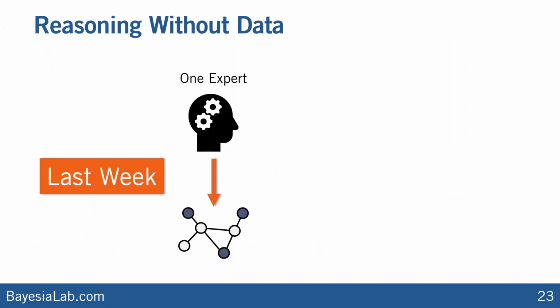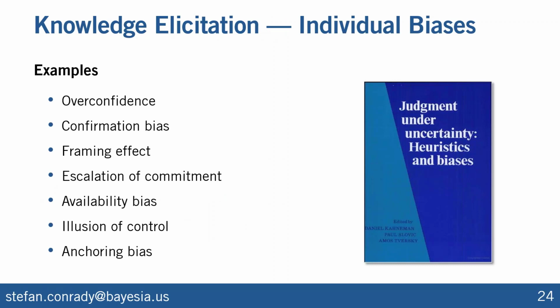But the key point there was, last week we only took the knowledge, if you will, of a single expert. We took one consolidated view and encoded that into a Bayesian network with which we could then reason about the problem domain. But needless to say, individual opinions, the knowledge of individuals, is full of biases. And we don't need to go through all of them. So just think of overconfidence, confirmation bias, framing effect, and so on.